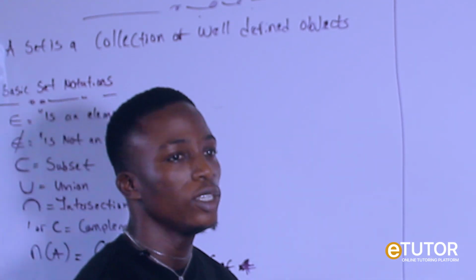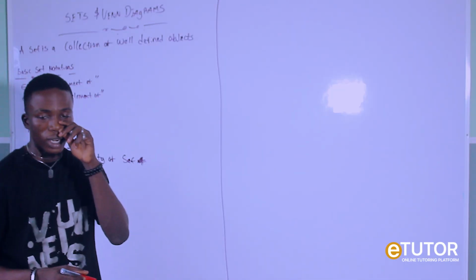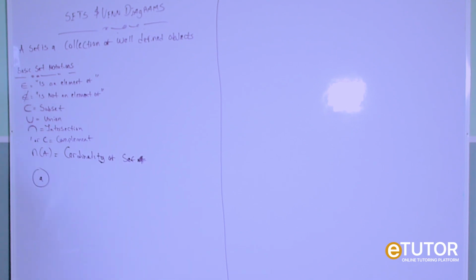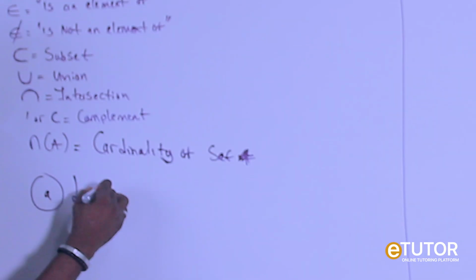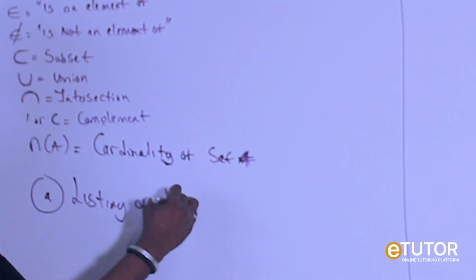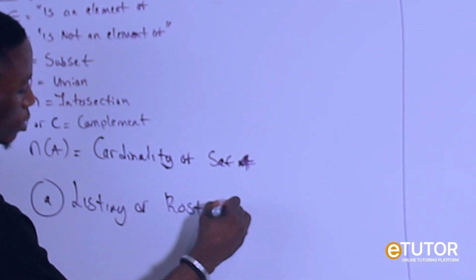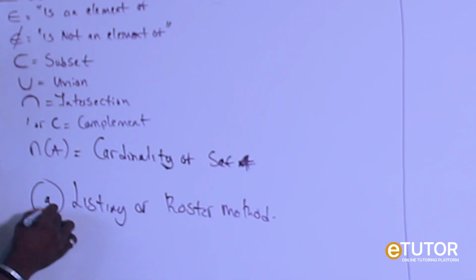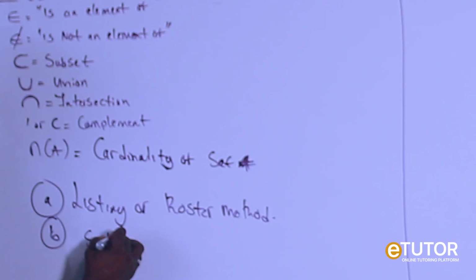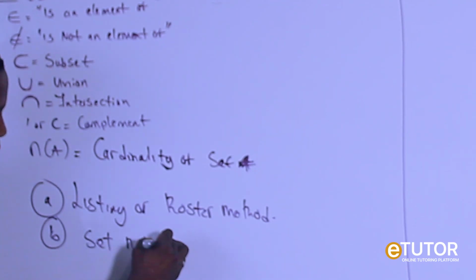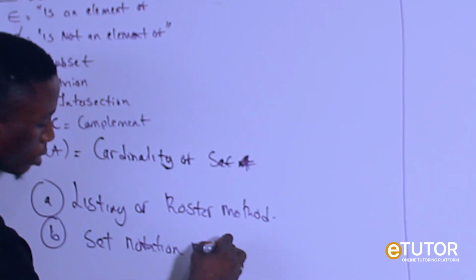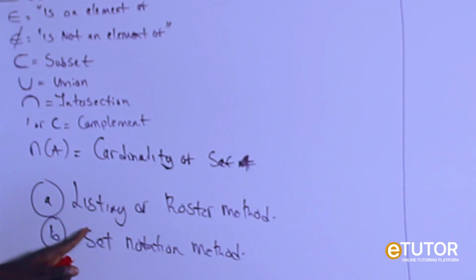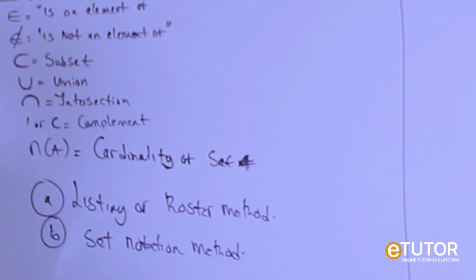Now, what do all of this mean? Let's get started. There are two ways of writing sets. The first method is the listing or roster method, while the second method is the set notation method.